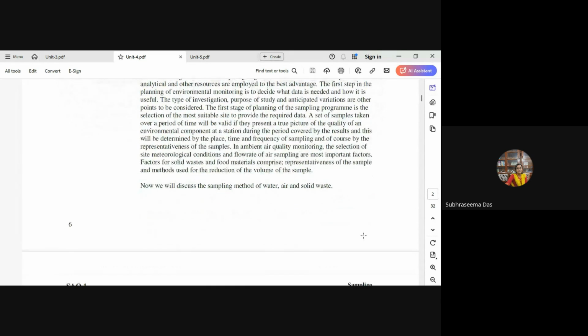There are various factors that are relevant to sampling. First is the location, the time, the frequency, the air quality, and other factors. Even if we have a sample, the environment plays a crucial role, as do the nature of the food and the nature of storage. These are factors relating to sampling. In this chapter, we will talk about the sampling methods for water, air, and solid waste.